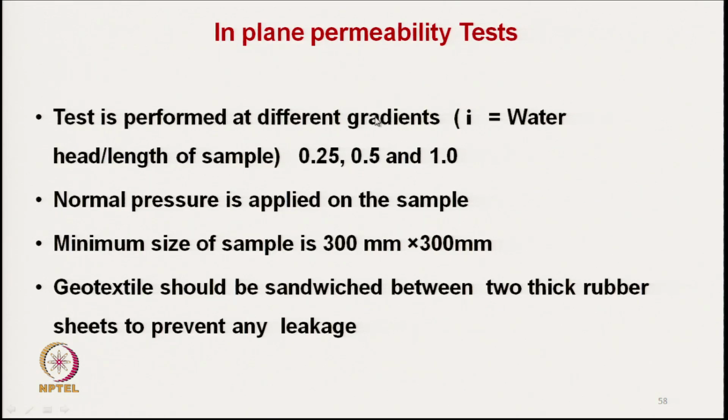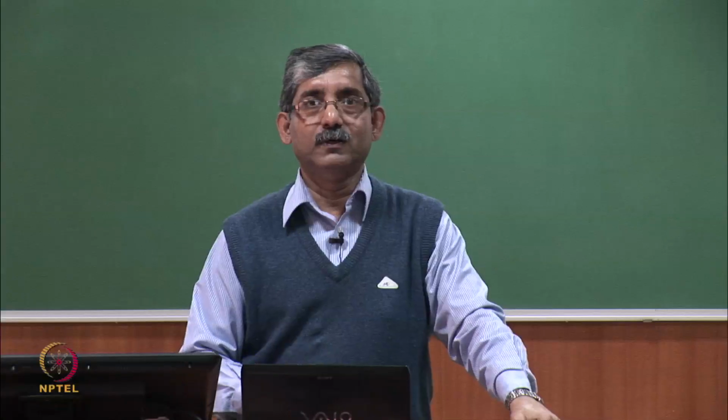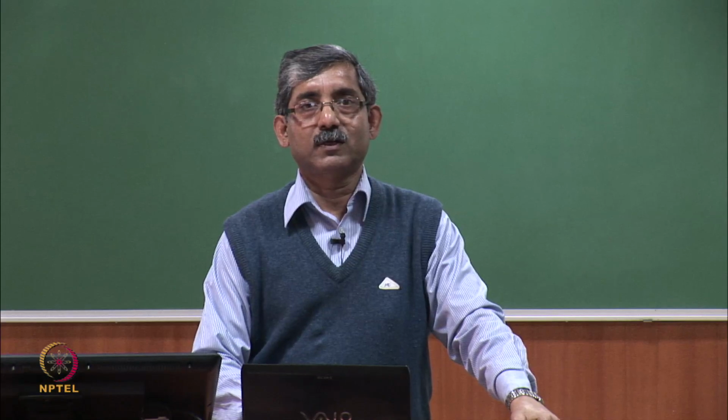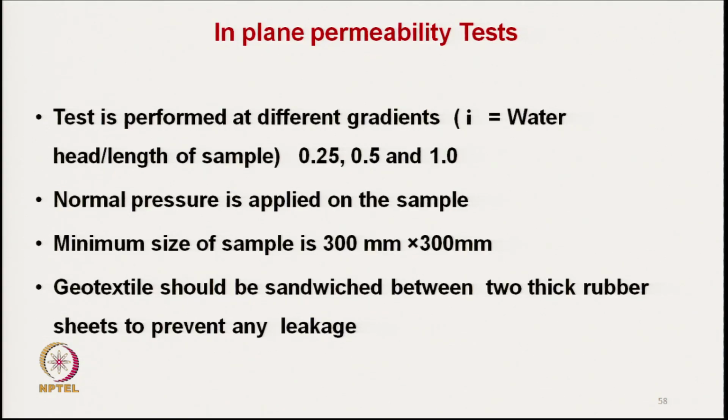So, the gradient is here, and in this test 3 different gradients are taken: 0.25, 0.5 and 1. Normal pressure is applied on the sample, because typically in geotextile application, when the geotextile is placed under the ground, there will be some pressure applied in the normal direction. So, that is why in this test we apply certain normal pressure. Maximum sample size is 300 millimeter by 300 millimeter, and the geotextile should be sandwiched between 2 thick rubber sheets to prevent any leakage.